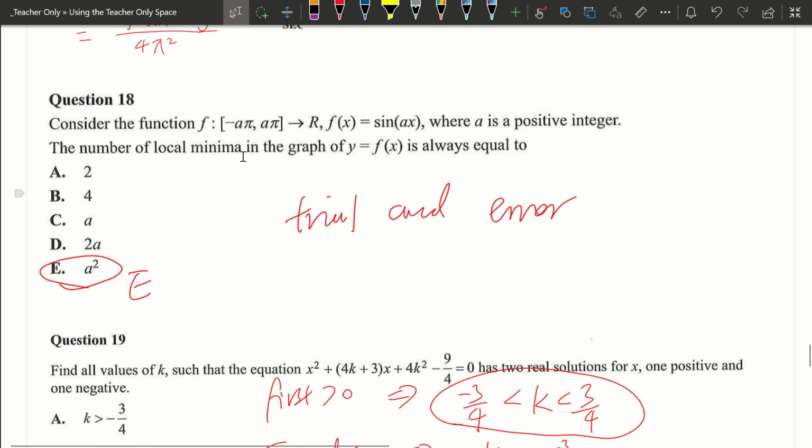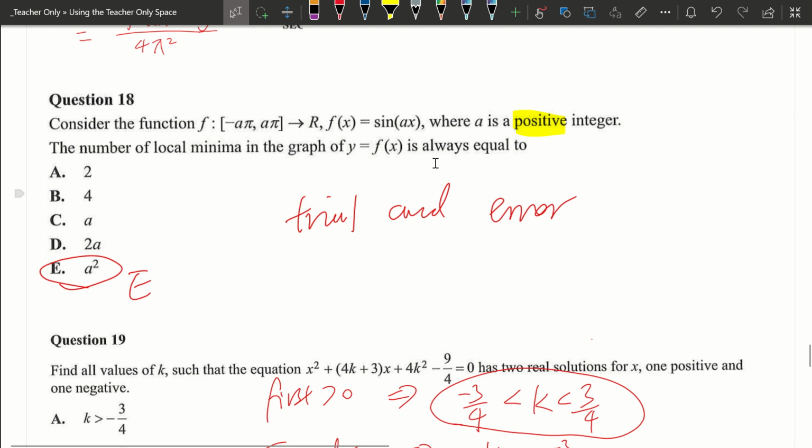Okay, question 18. There's a trigonometry function. There's a domain, negative a pi to a pi, and the function is sine ax. A we don't know, but it's positive. The number of local minima in the graph of y equals f(x) is equal to what? Well, I think there's a way to prove this properly with algebra and arithmetic, but I chose not to do it, and I just did trial and error.